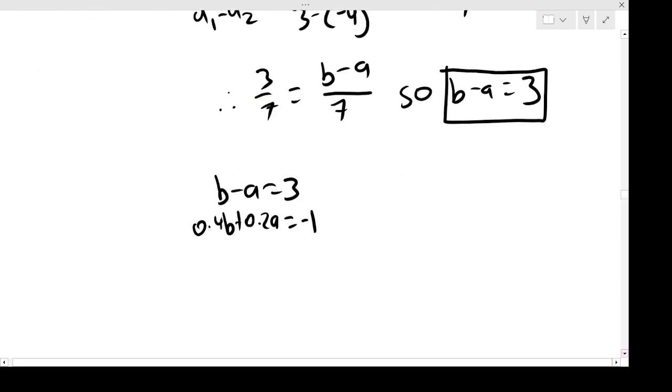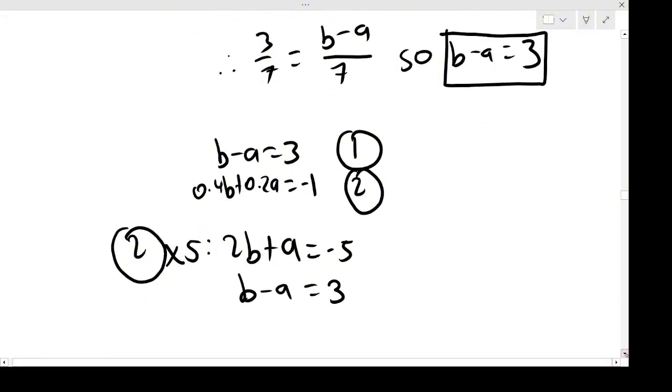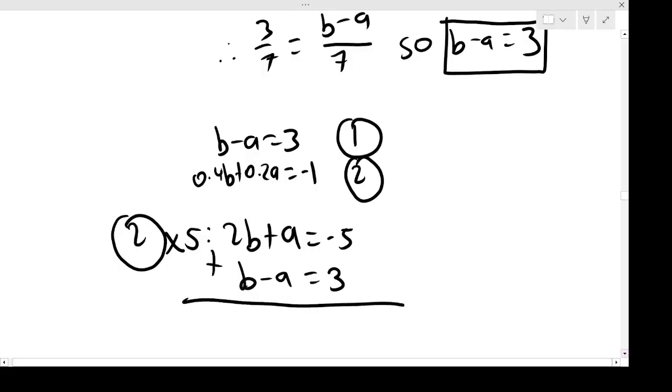Right, so I just solved these simultaneous equations. Now I'm going to times the bottom equation by 5 to get the A's to match. So if I times the second one by 5, I'm going to get 2B add A's -5. Okay, and so then if I bring down the other equation, B minus A is 3, then you can see I can cancel the A's by just adding them.